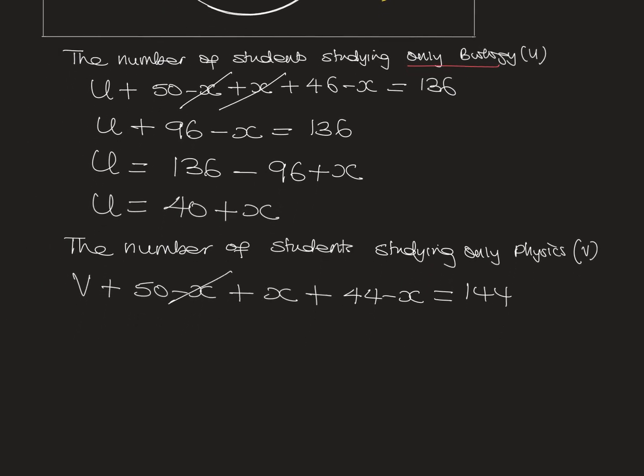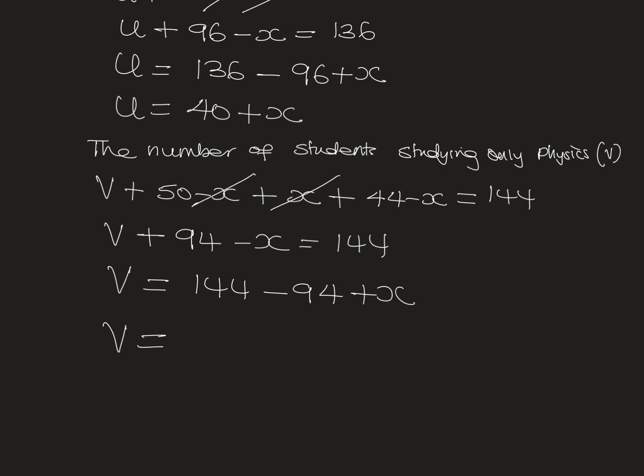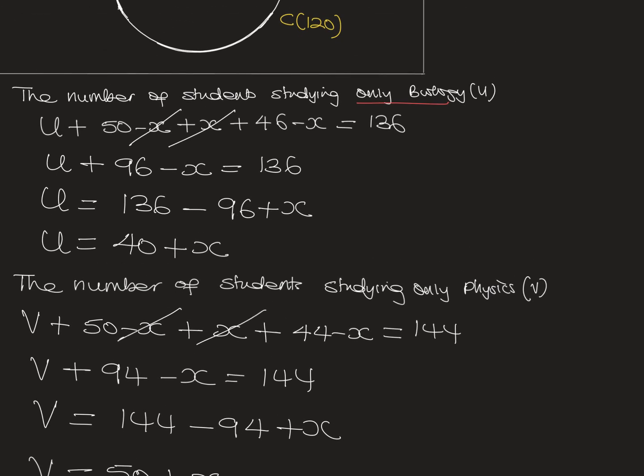So what are we going to have? Minus X will cancel plus X. So that will be V plus 50 plus 44 is 94, minus X is equal to 144. So V is equal to 144 minus 94 plus X. Okay? V will be 144 minus 94 is 50. So that will be 50 plus X. All right. So we have been able to find an equation for students studying only physics.